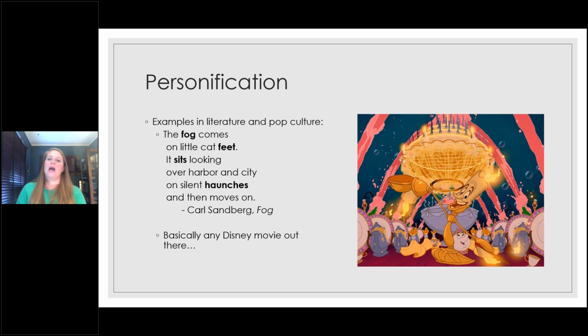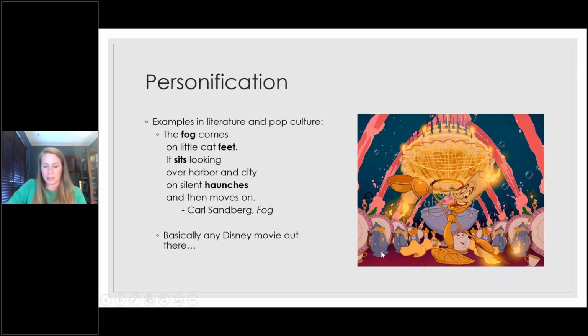And essentially, in most animated Disney movies out there, you can find some example of personification. It gets a little bit tricky because in some instances, for example, this image is from Beauty and the Beast, and I think we're supposed to imagine in this universe that some of the non-human objects are actually sort of alive.